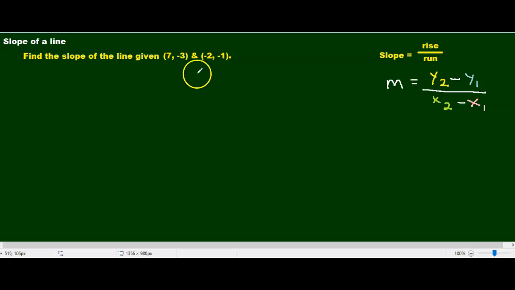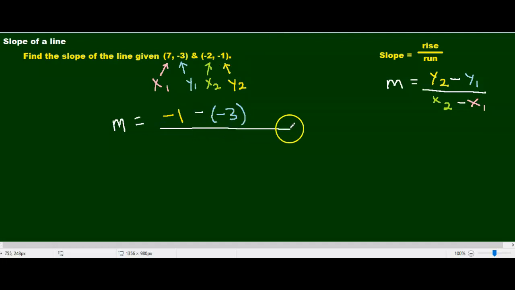Okay, now let's try another problem. This time with some coordinates. I'm going to call this x1. Then this is our y1. My x2 would be this one. And my y2 would be the negative 1. So again, my slope m would be y2, which is negative 1, minus y1. Now it's a negative 3. Now there's a double negative there. We'll talk about that in a little bit. Over x2, which is negative 2, minus x1, which is 7.